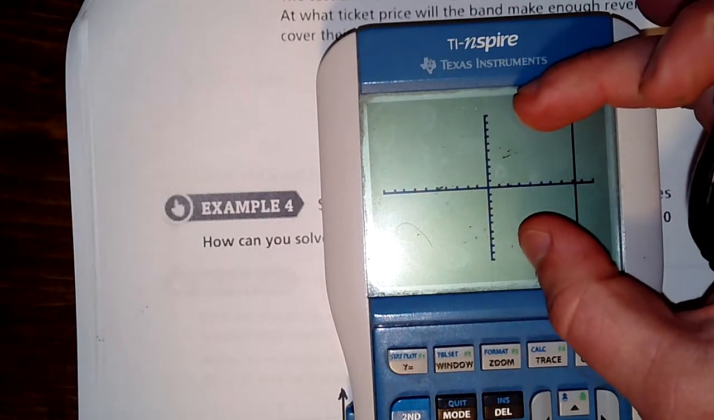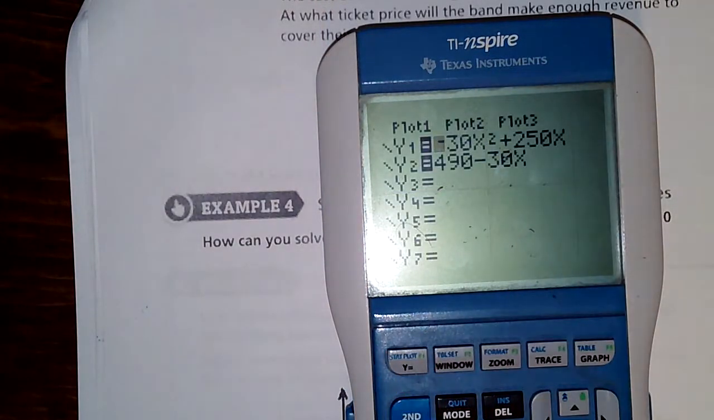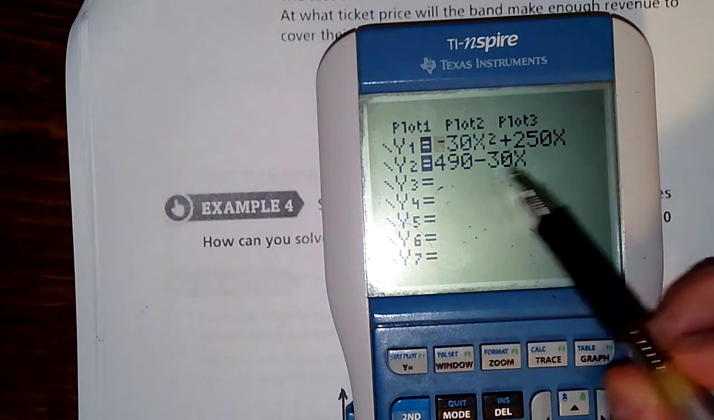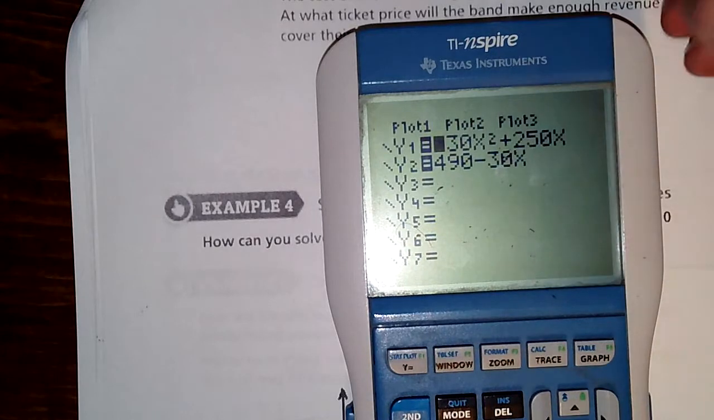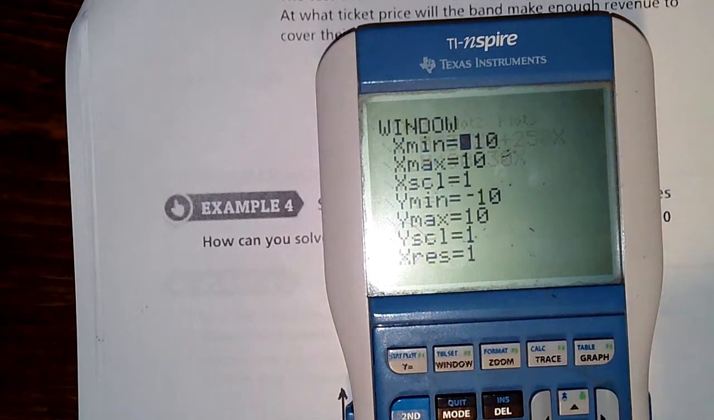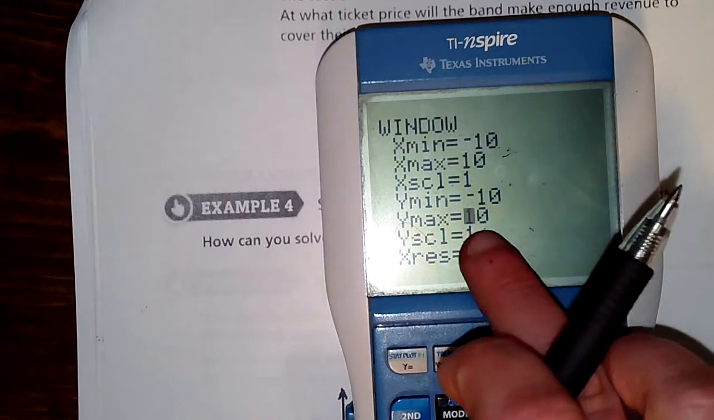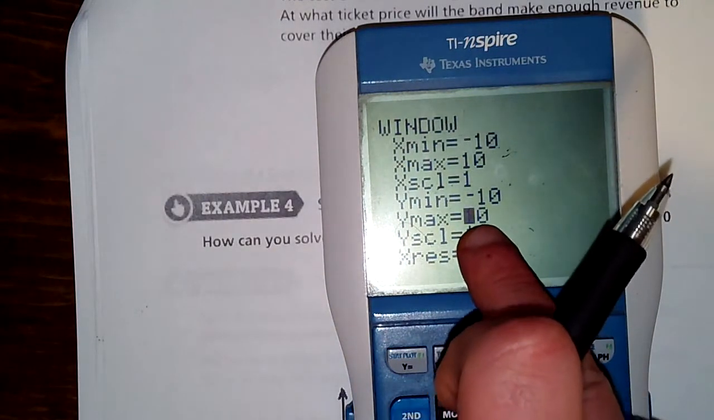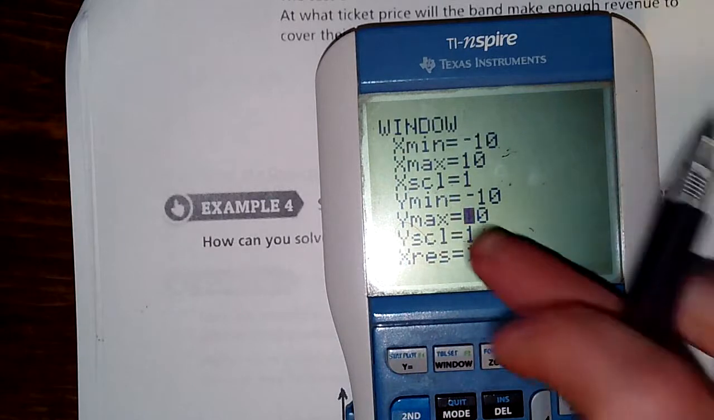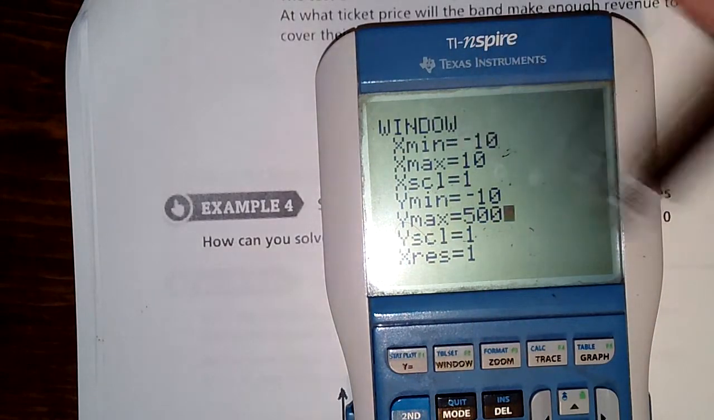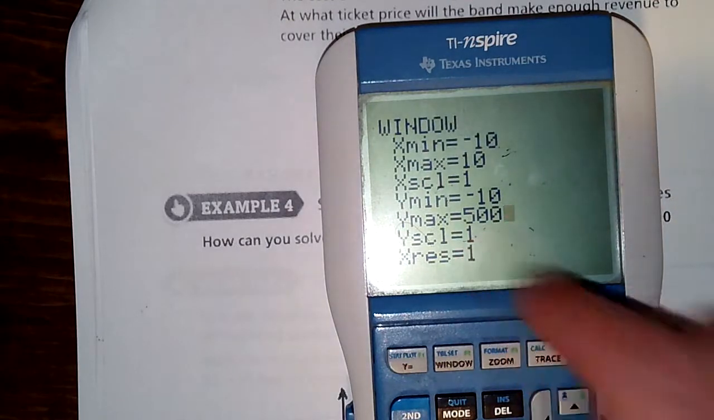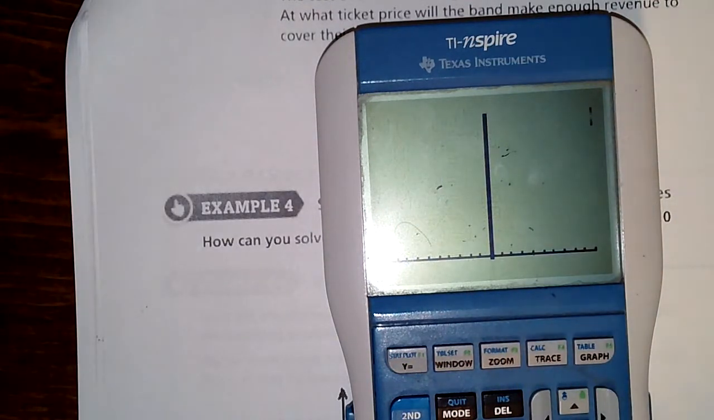Now, if we think about what we know, this is a linear function with a y-intercept at 490. So like it's way up at 490, and then it's got a slope of negative 30. So what we really need to do is we need to go up way higher. So if we know it crosses at 490, we want to go up a lot higher. So make our y max like 500, because then we'll be able to see that y-intercept, we'll be able to see it coming down. So just by changing that number, let's see how that affects things. Okay, so that's pretty good.